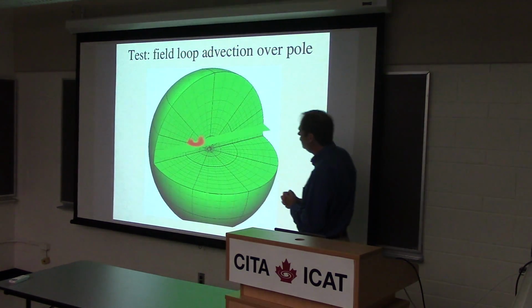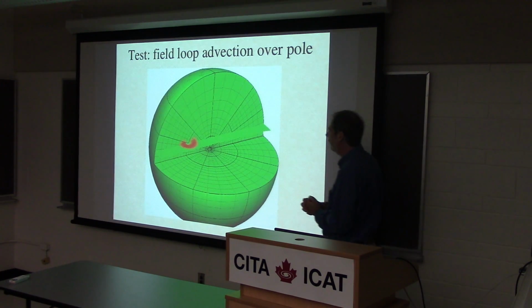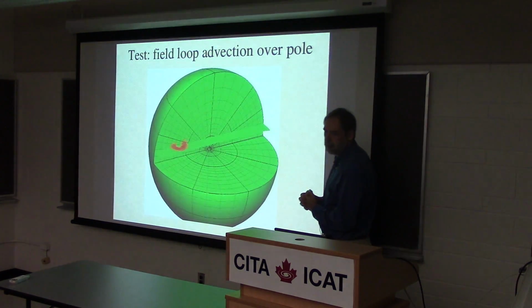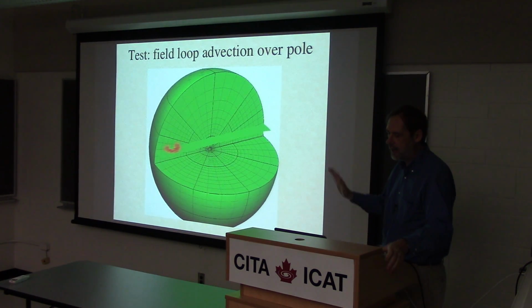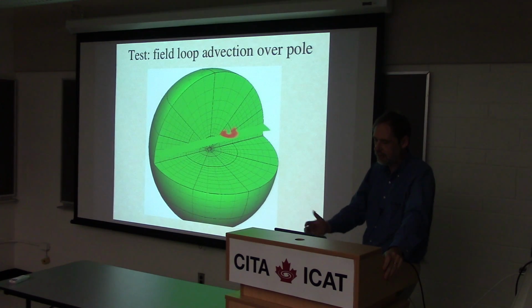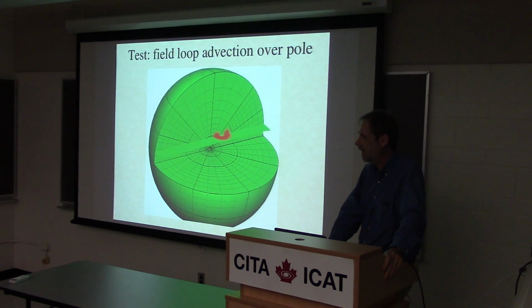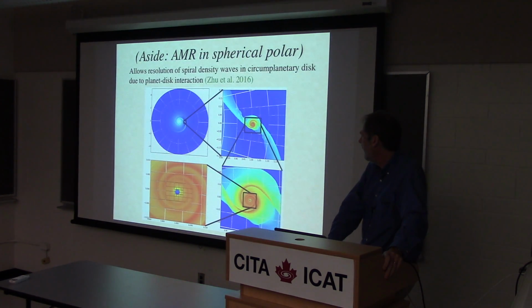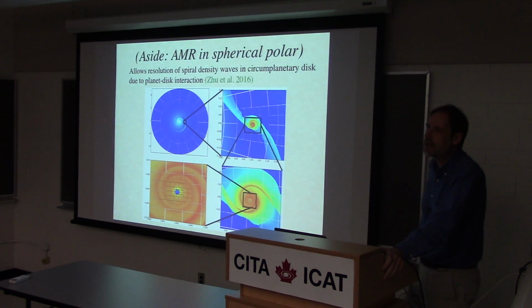But with the appropriate choice of boundary conditions and the treatment of this polar boundary, you see that the magnetic field loop just advects through there perfectly fine. There are no issues, and so this is quite different from most codes treating these polar boundaries. So there are a lot of technical advances that we are taking advantage of in these calculations. And as an aside, this code is being used for lots of other things.